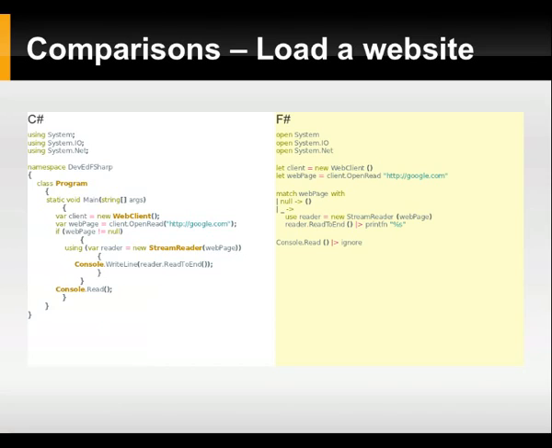Getting slightly more in depth, what happens if you try and do something like load up a web page? So this is where you start seeing a few more of the differences. I mean, a lot of stuff is very similar. You've got open statements, which are exactly the equivalent of using statements in C#. Again, you've got the assumed namespace. You can open any .NET object, CLR object, from any of the .NET libraries. So there we're newing up a web client.